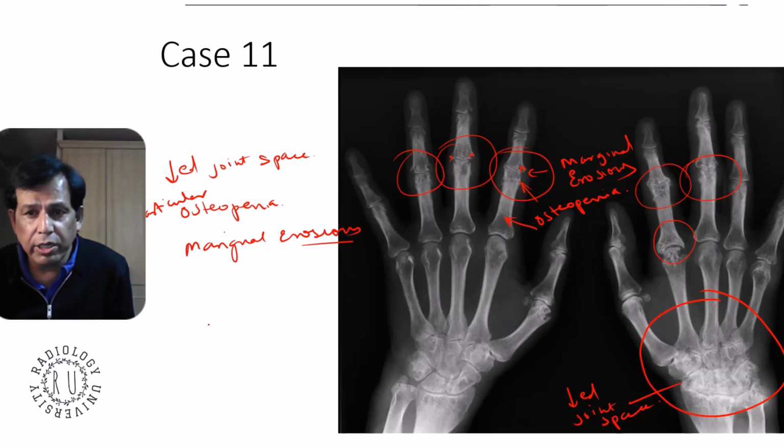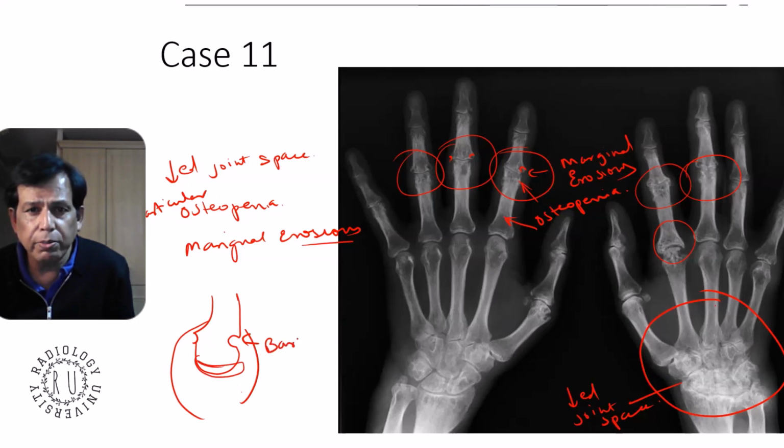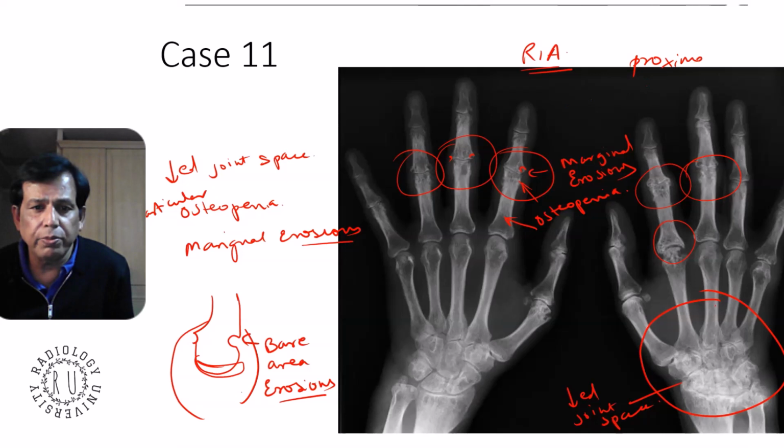Now we'll look at the erosive pattern. As we have seen in the diagram, where the synovium is involved, these are all marginal erosions happening on the joints. You can see marginal erosions everywhere. Loss of joint space, marginal erosions, periarticular osteopenia, soft tissue swelling are very common. In this one, you've got osteopenia and some erosive changes: rheumatoid arthritis.